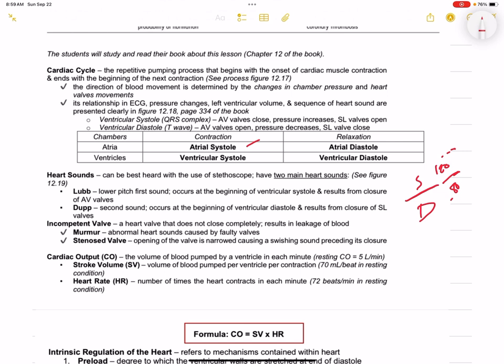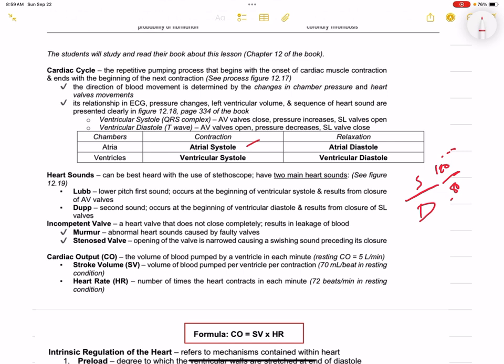The last sound that you will hear. So, if you listen through our stethoscope, when taking BP, the heart sounds can be heard with the use of a stethoscope. So the sound of our heart is lub-dub.